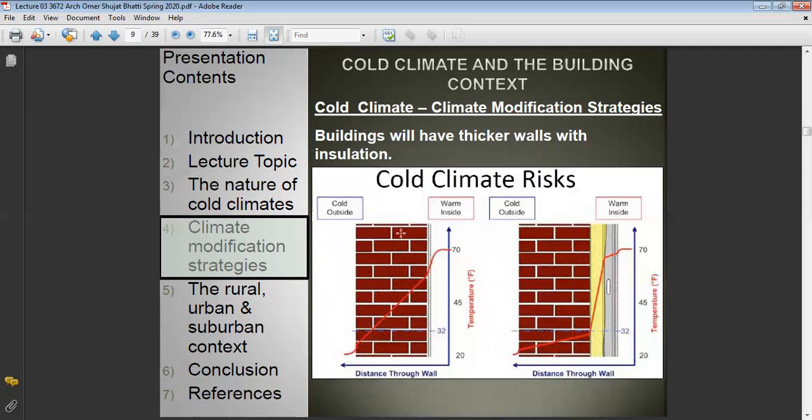Buildings will have thicker walls with insulation, so that the warmth inside the room can be retained. They usually are developed with bricks or block masonry with insulation, or even with stones and trombe walls, or even with clay or mud bricks. But depending upon how they are going to be utilized, the baseline is that their structural stability as well as insulation values are higher, so that warmth can be retained.